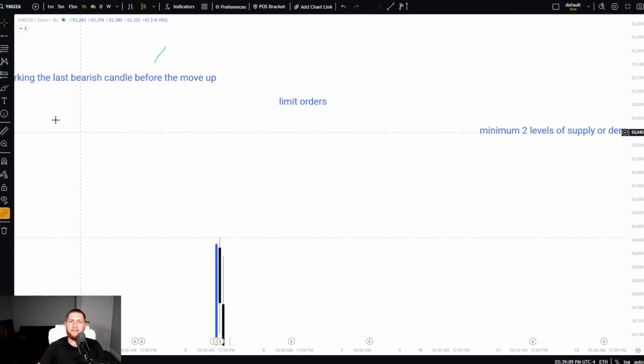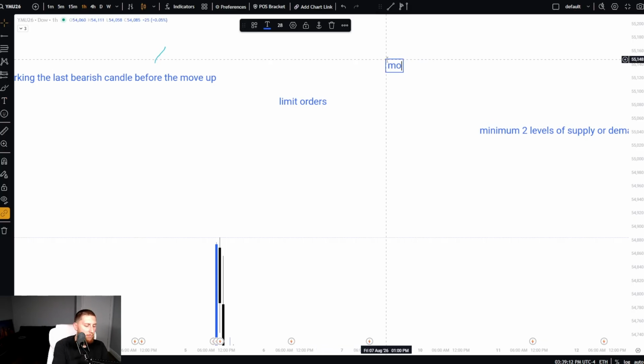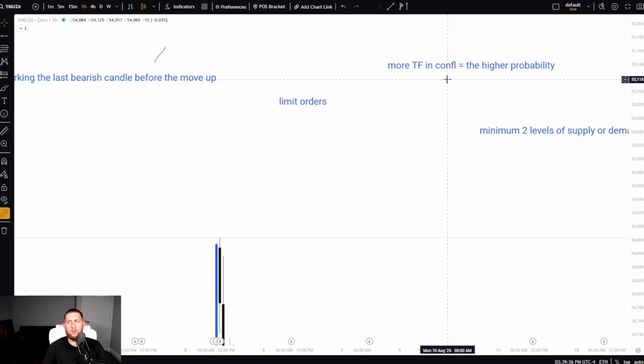Now, one other thing is the more time frames in confluence, aka the more levels of supply or levels of demand you have in confluence. If I say time frames, it means levels of supply or levels of demand. But the more time frames in confluence equals the higher probability for the trade to go your way. So the more time frames in confluence, aka the more levels of supply or demand close to each other within your stop loss, equals the higher probability.